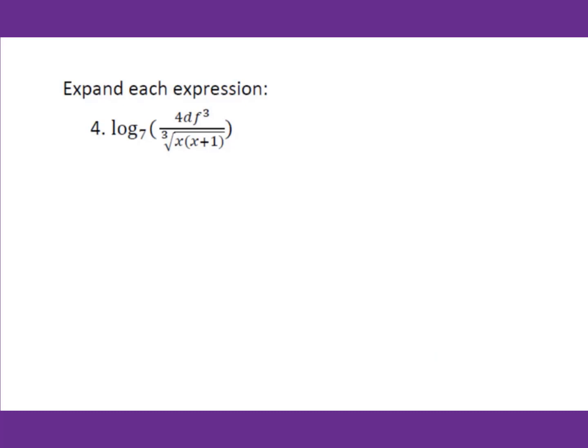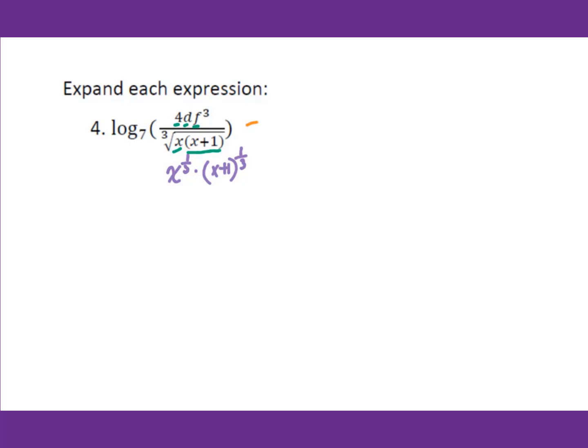Now let's go to some examples. For number 4, first of all, you need to check how many factors you have. You have 1, 2, 3, 4, 5 factors. Therefore, you are supposed to have 5 logs. You do addition or subtraction. For each factor, make sure it's in exponential form. For x, you get 1 over 3rd power. For x plus 1, you do 1 over 3rd power.